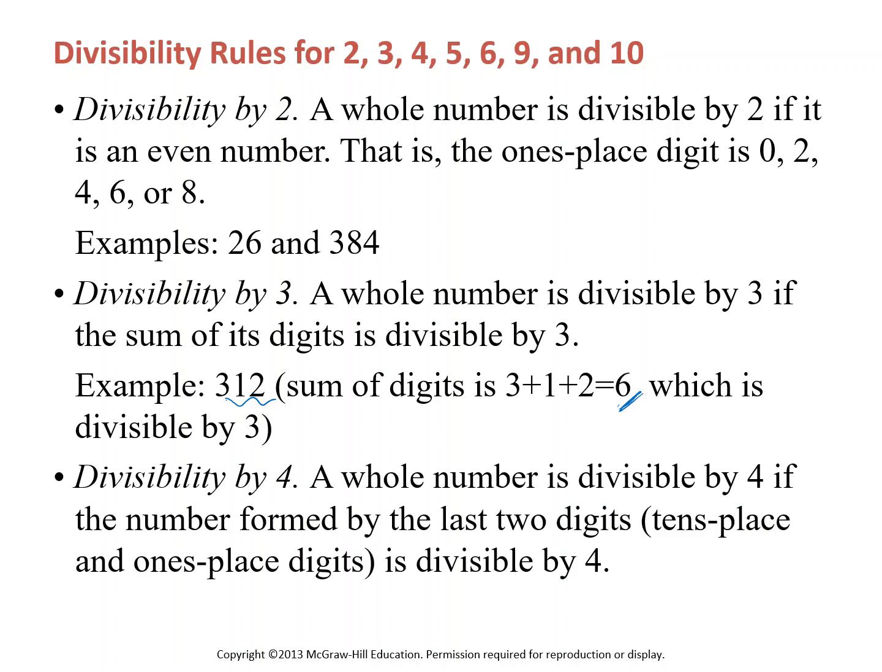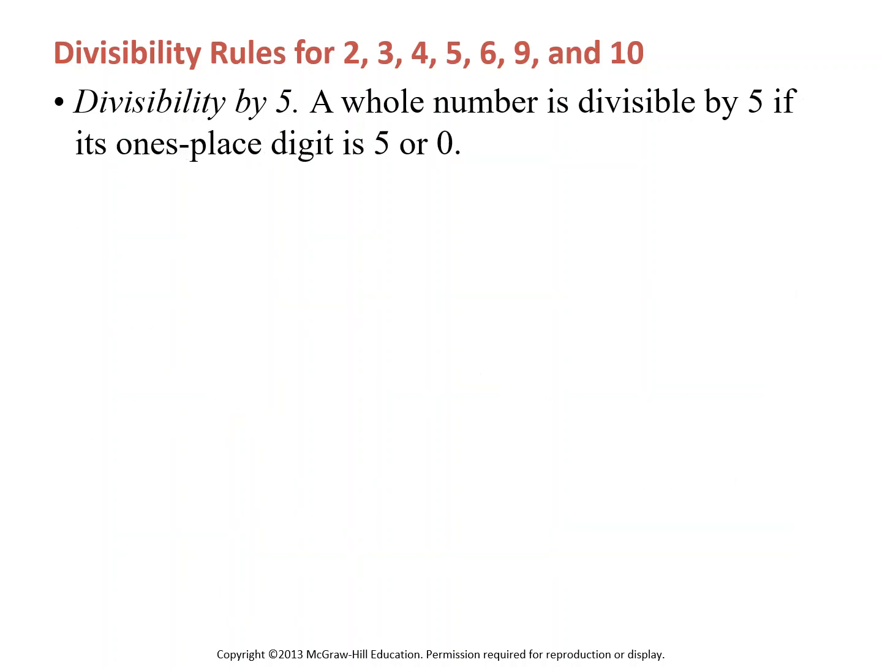A whole number is divisible by 4 if its last 2 digits, the tens and ones place, form a number divisible by 4 or a multiple of 4. So in these examples, 40 is 4 times 10. 16 is 4 times 4. So these numbers are divisible by 4.